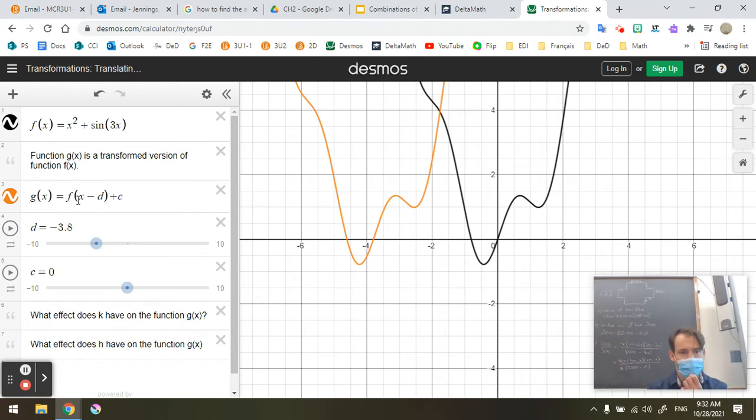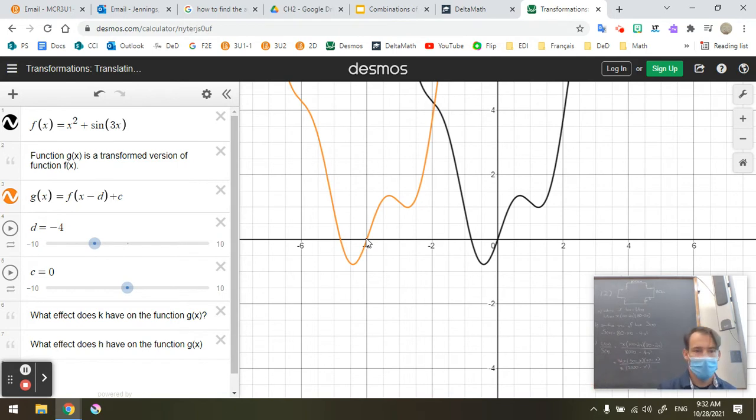I'm adding to the inputs of the function, because this is x minus 3.8. And I notice that, okay, here's minus 4. And the point that used to be the origin, 0, 0, has now moved over to negative 4, 0. So it moonwalks side to side when D changes. What about C? What role will C have if I'm adding to the outputs?